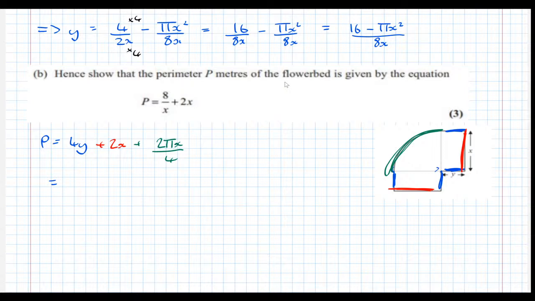And we know what y is equal to now. Equals 4 lots of our y, which is 16 minus pi x squared over 8x, plus 2x, plus then we've got 2 pi r, so 2 over 4 is 1/2 pi x, like that. And I'm seeing a lot of pi's in there, so these must cancel at some point.